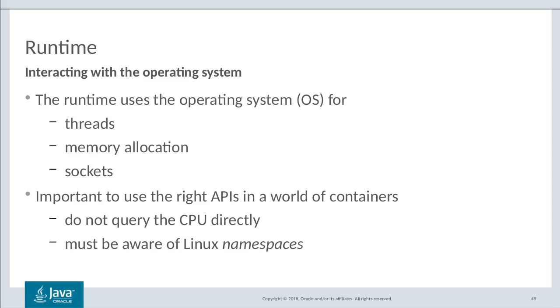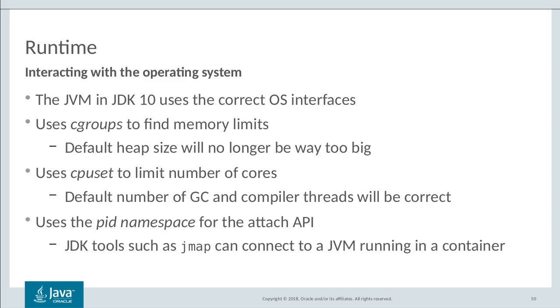That means that we must respect the container boundaries and use the correct CPU APIs from the OS. In particular, it is not so good if the JVM queries the CPU directly to find out, for example, how many cores it has in order to determine how many threads it should use, because even though it can do so, the CPU might be shared among many different containers, and the JVM needs to respect those boundaries. This means that the JVM must be aware of Linux namespaces. What's great is that in JDK 10, the JVM now uses the correct interfaces.